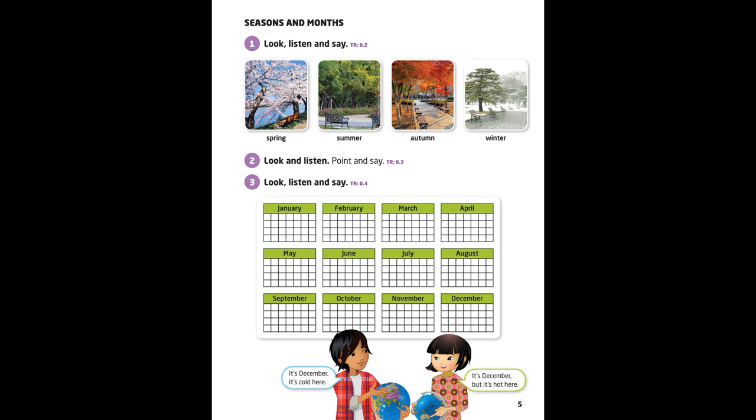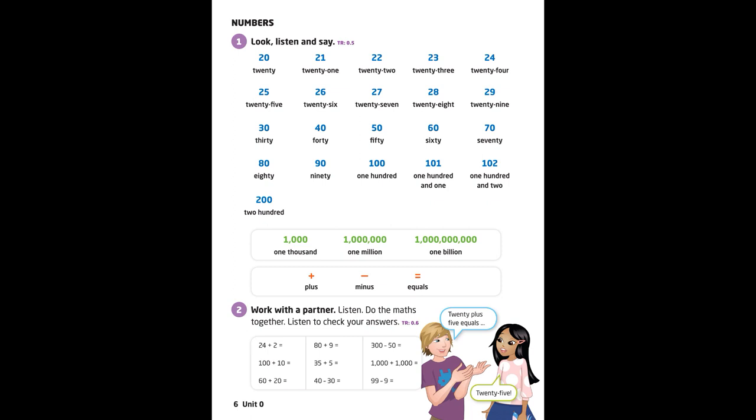Track 0.5. Numbers. Activity 1. Look, listen and say. 20. 21. 22. 23. 24. 25. 26. 27. 28. 29. 30.